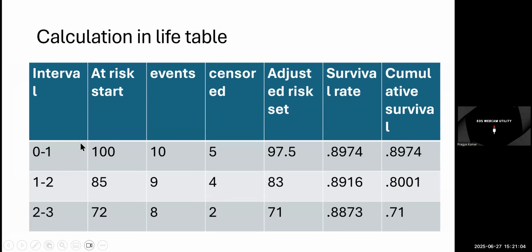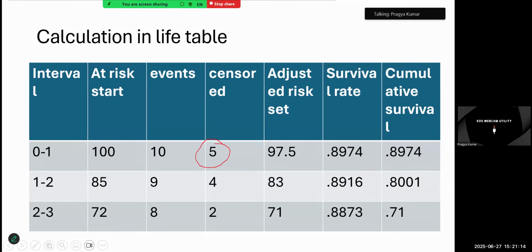Again, this is the same example of interval, at risk, event, censored. You can see here, since 5 people got censored, in 97.5 I did 100 minus 2.5, because I have deducted half of this 5. Similarly, this is the beginning number, and if this is the censored, I have deducted half of this in the adjusted risk set, which is 83. Similarly, if this is 72 in the beginning and the censored is 2, then half of it is 1, so I will deduct 72 minus 1 in the adjusted risk set.